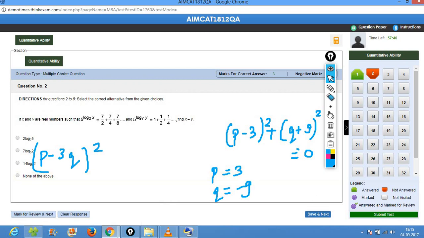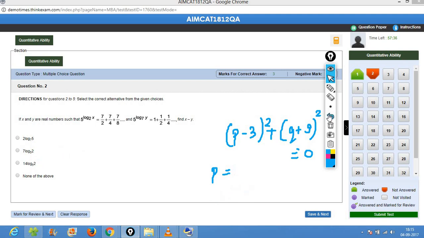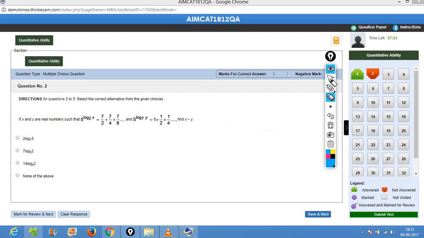Next question. Let me remove this part. X and y are real numbers such that 5 raised to the power this is equal to 5 raised to the power this. Can I find out some relation? Yeah, the RHS looks like a GP, right? This one is 1 upon 2. It's an infinite series, so I can solve this part.